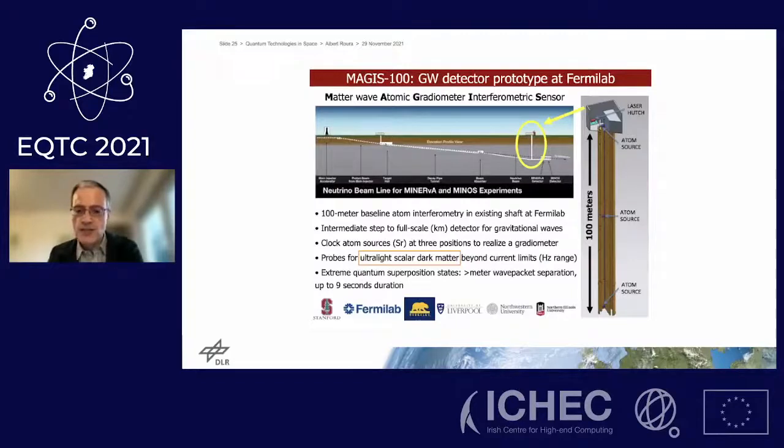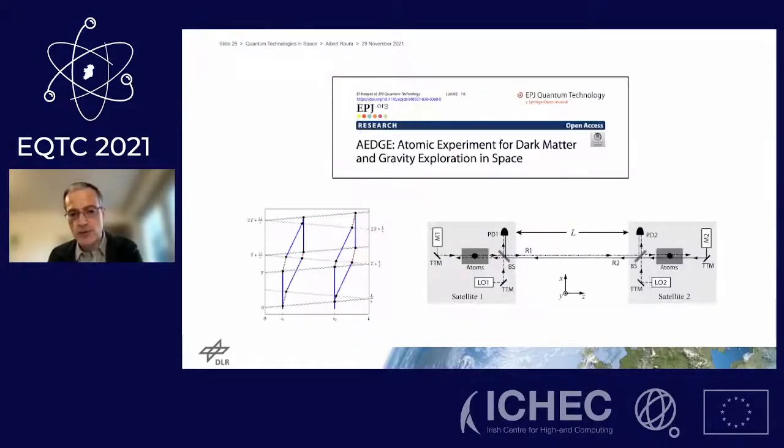And there are even more ambitious facilities. This one exploits a 100-meter deep shaft from previous particle physics experiments at Fermilab, and it's already under commissioning. It would allow us to search for ultralight scalar dark matter, and also be a prototype of gravitational wave detection that, if demonstrated to work successfully, could in the longer term lead to a full-scale space mission for that.